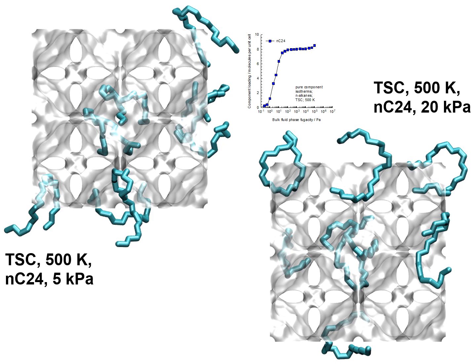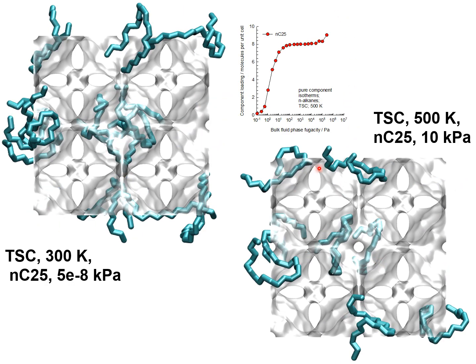The unary isotherm for NC24 alkane in TSC zeolite is shown here. The saturation capacity is significantly lower and is just 8 molecules per unit cell. These snapshots show the conformations of NC24 in TSC zeolite. The saturation capacity of NC25 in TSC zeolite also is 8 molecules per unit cell of TSC.